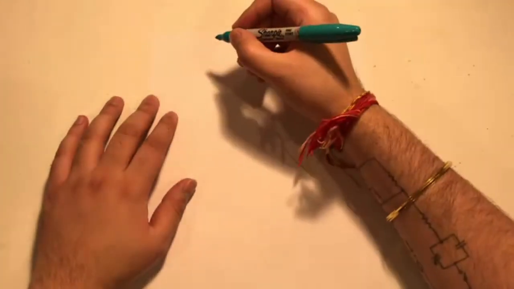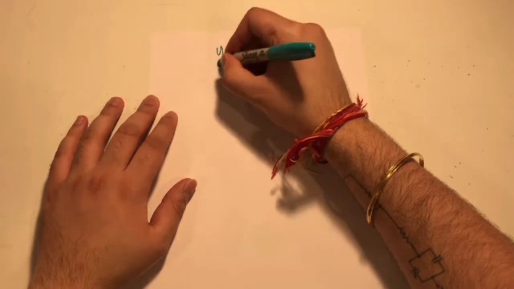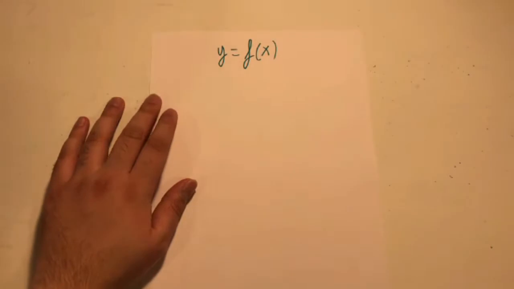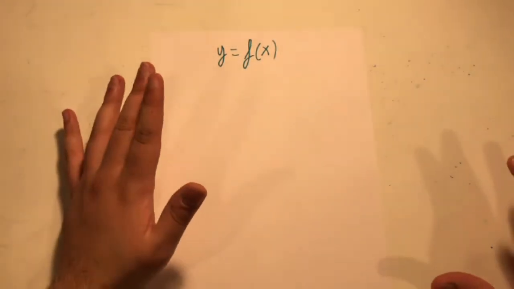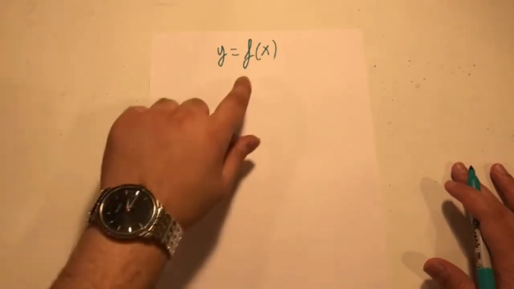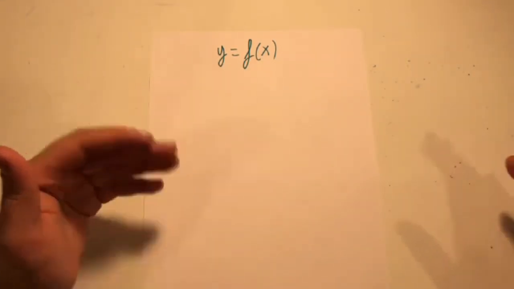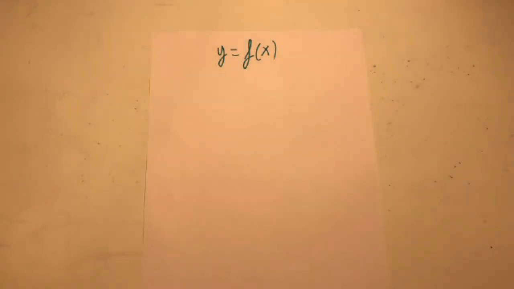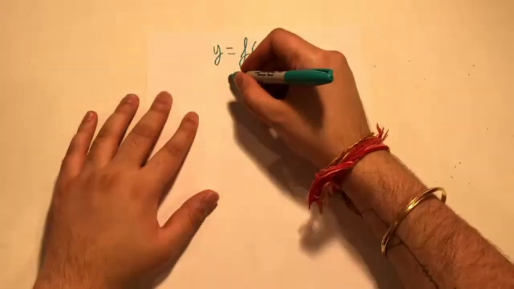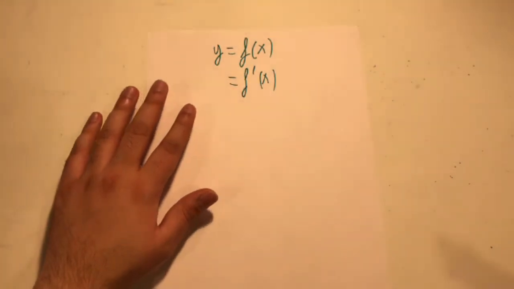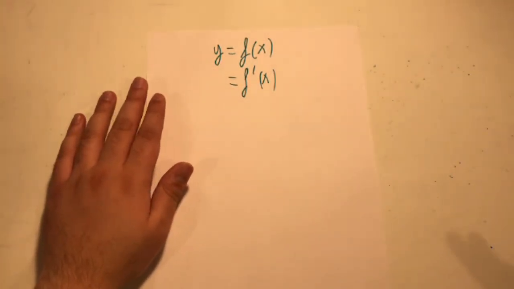All right, so we're going to start off pretty simple. You should be familiar with this: y equals f of x. They're almost the same thing. y is a variable. f of x is a function defined in terms of x. Typically, we use them interchangeably. You should also be familiar with the symbol for taking a derivative, and that would be f prime of x.